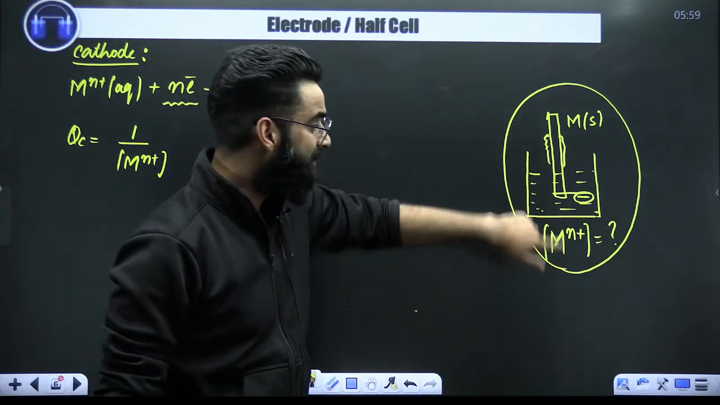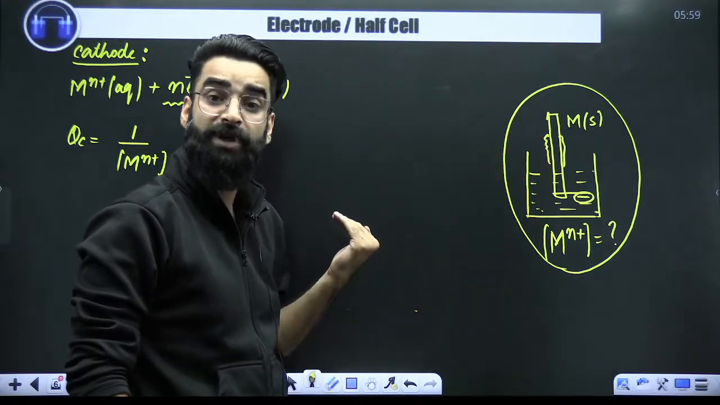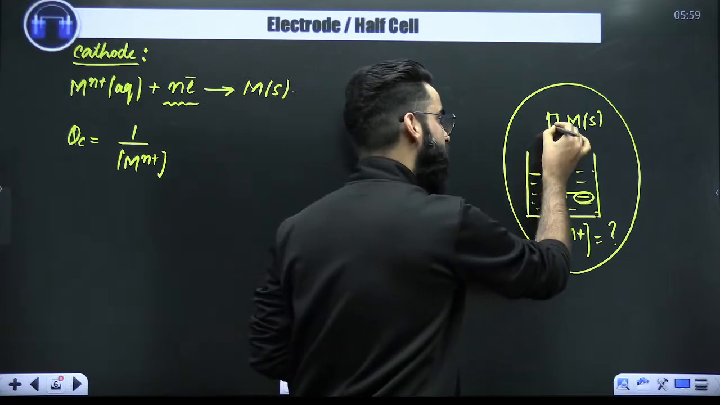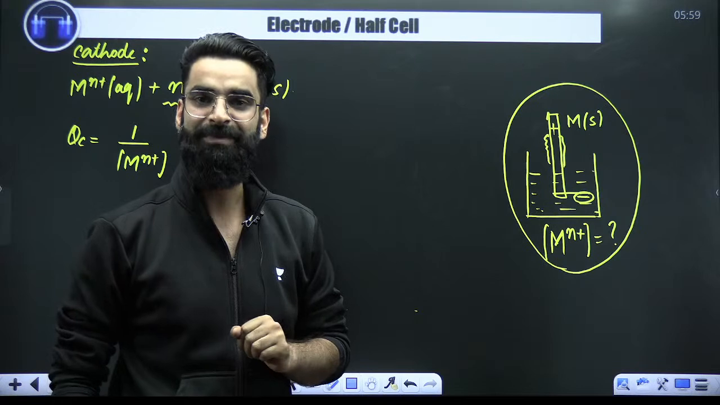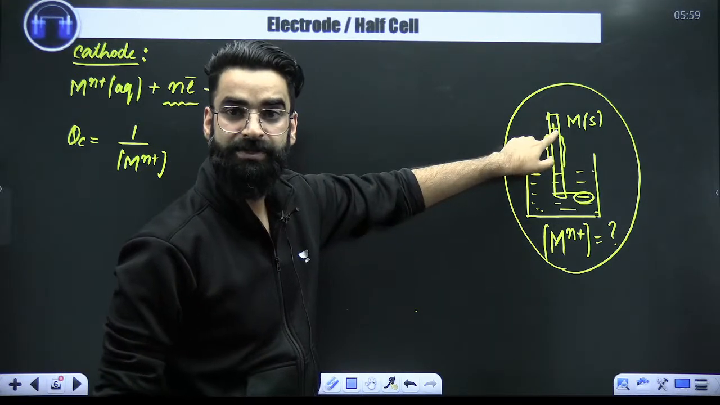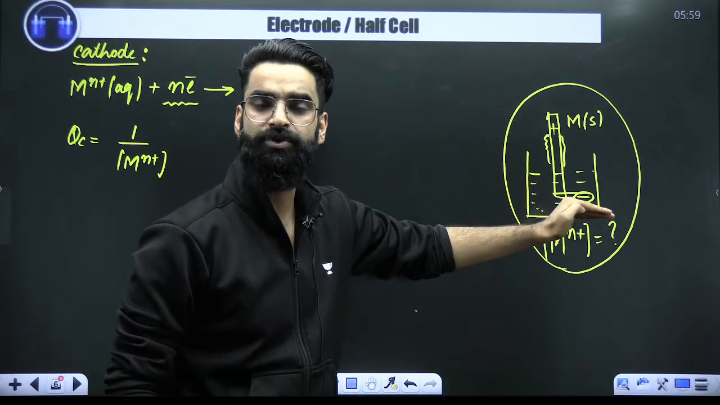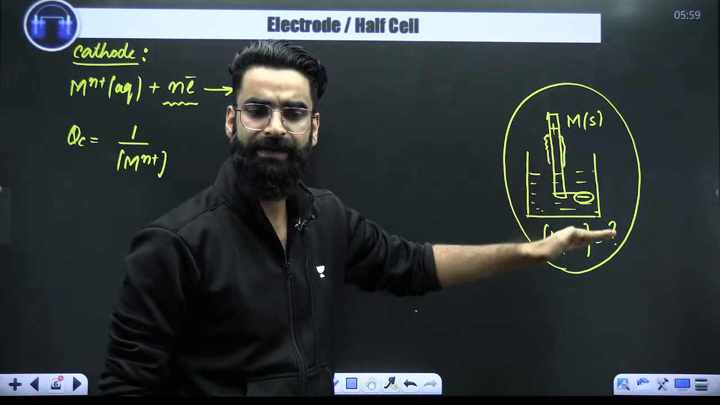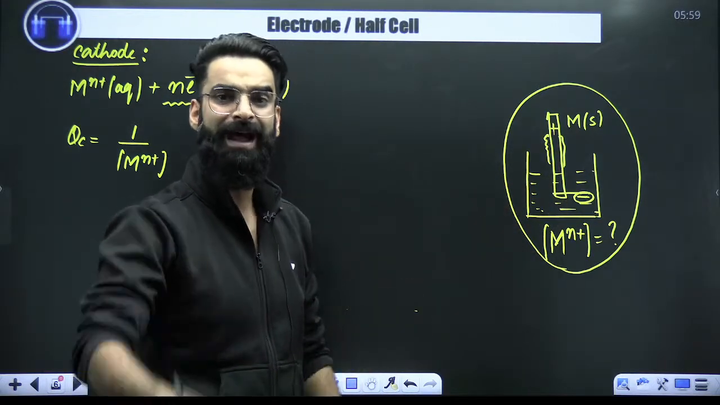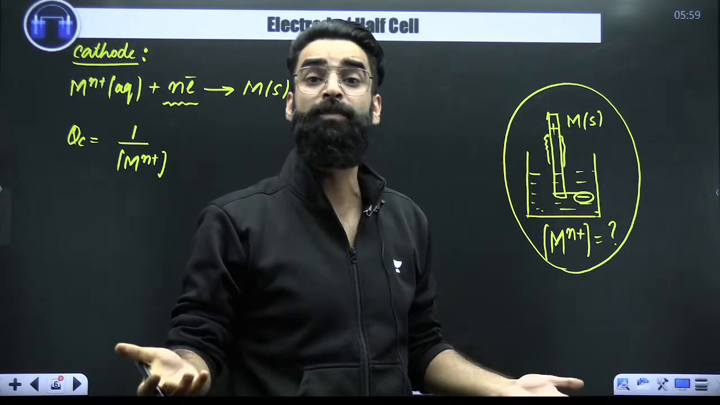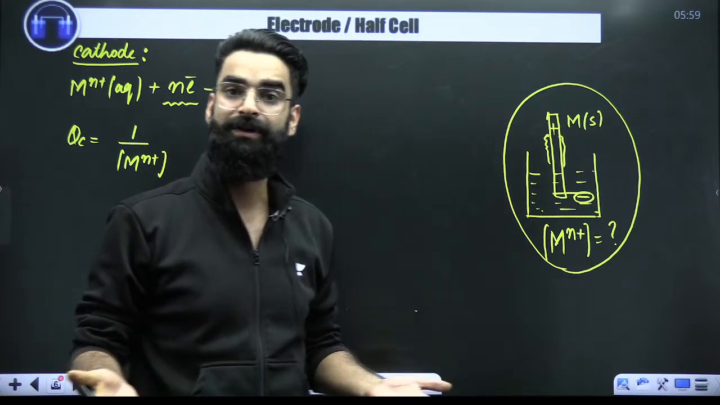And my dear students, these M n+ ions have collided with the rod. They have taken electrons from the rod. If electrons are taken from the rod, then the rod gets which charge? Positive charge, right? So the rod got positive charge, the solution got negative charge. Can I say a potential difference is getting created between the rod and the solution? And that potential difference is what you call electrode potential.